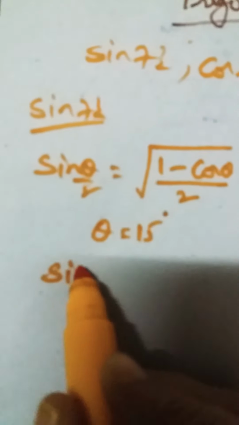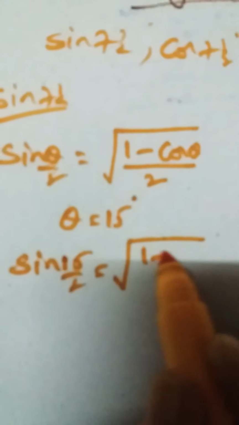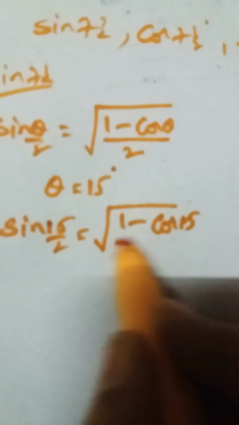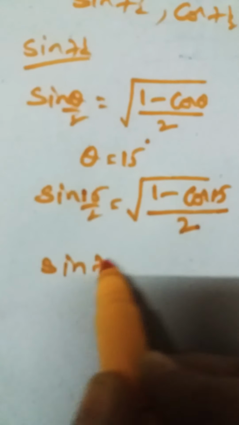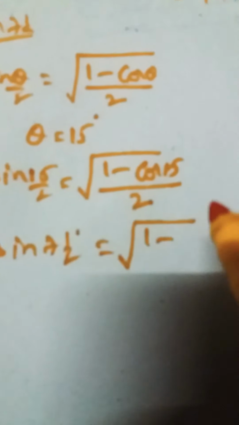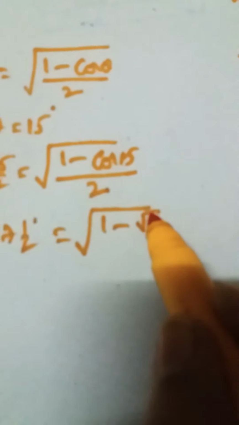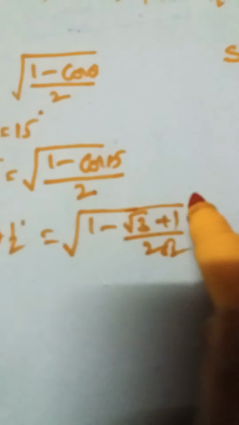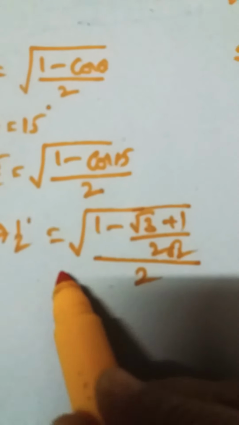So we get sin 15 by 2 is equal to square root of (1 minus cos 15 degrees) divided by 2. Now sin 15 by 2, that is sin 7.5 degrees, is equal to square root of 1 minus, what is the cos 15 value? Already I explained in previous classes: (root 3 plus 1) by 2 root 2, whole divided by 2. So this is the formula.